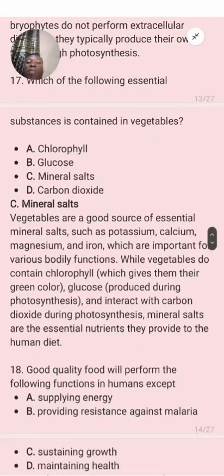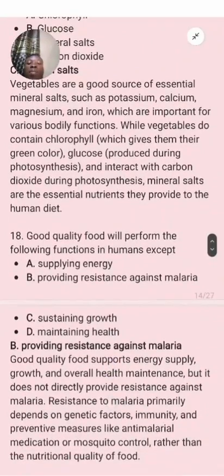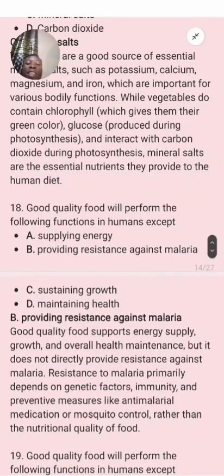The next is: good quality food will perform the following functions in humans, except that it will supply you energy, it will sustain your growth, it will maintain your health, but it does not directly provide resistance against malaria. Resistance to malaria depends on several factors like genetic factors, your immunity, and maybe you take anti-malaria medication or mosquito control. It has nothing directly to do with the quality of food that you take.